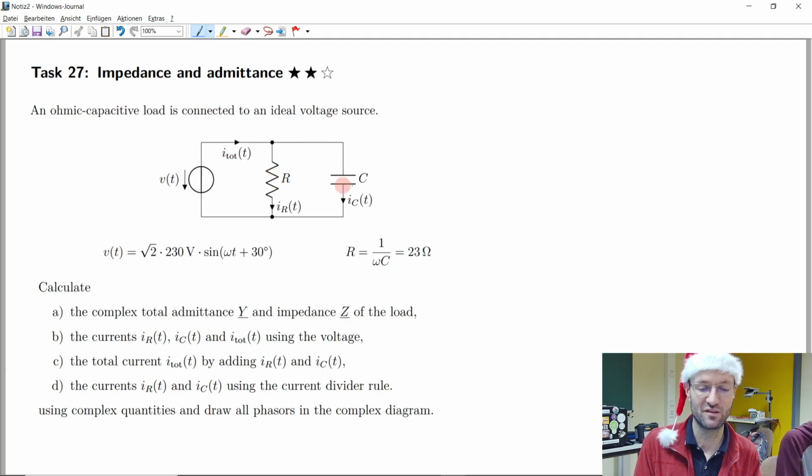So we have some resistor and we have some capacitor. And we know that the resistance is 23 ohms and 1 over the angular frequency and the capacitance is also 23 ohms. We can check during the calculation that this also works from the unit.